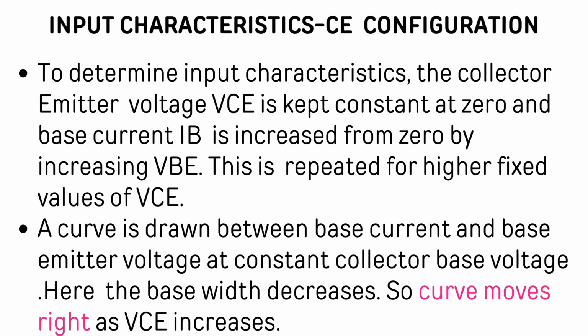Input characteristics of CE configuration. To determine the input characteristics, the collector emitter voltage VCE is kept constant at 0 and the base current IB is increased from 0 by increasing VBE. This is repeated for higher fixed values of VCE. A curve is drawn between base current and base emitter voltage at constant collector emitter voltage. Here the base width decreases, so the curve moves right as VCE increases.